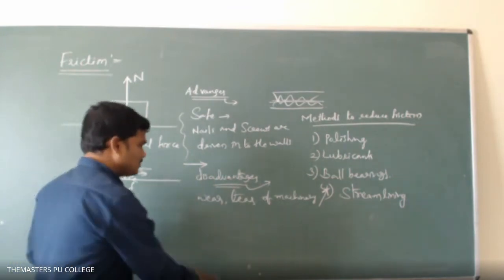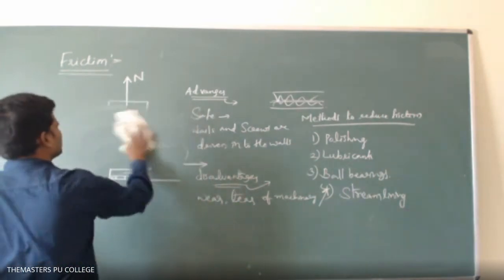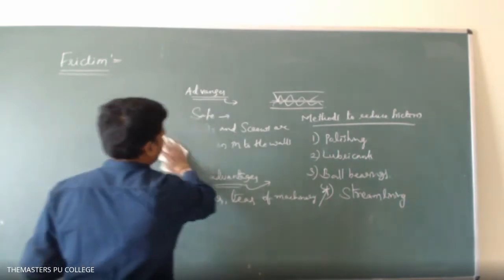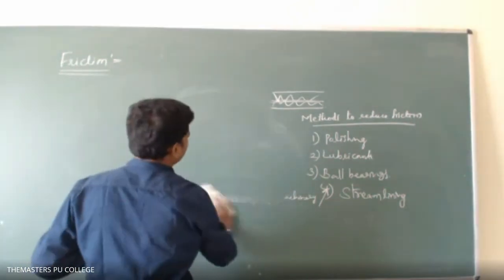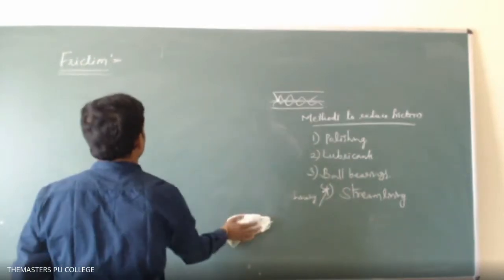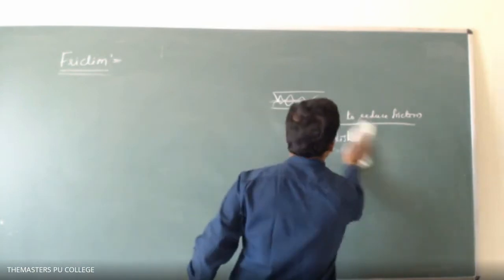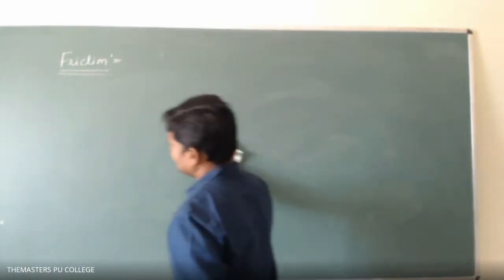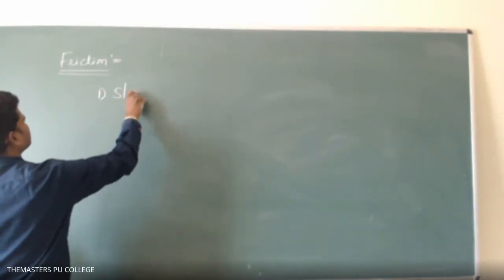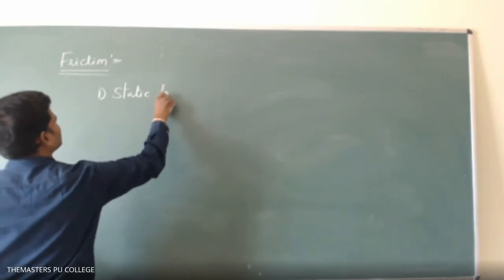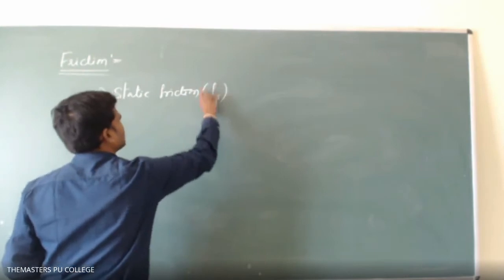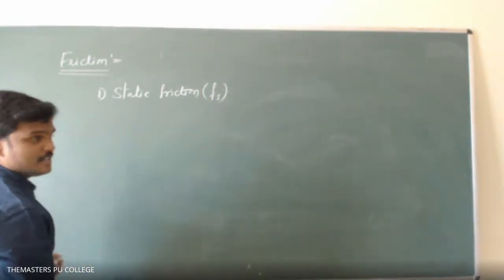Okay, now let us see what the different kinds of frictions are. See, there are three different types of frictional forces. Write down the different types of frictions, again also basic. One is static friction. We can represent it with Fs.